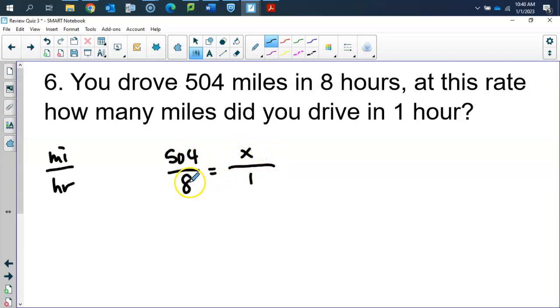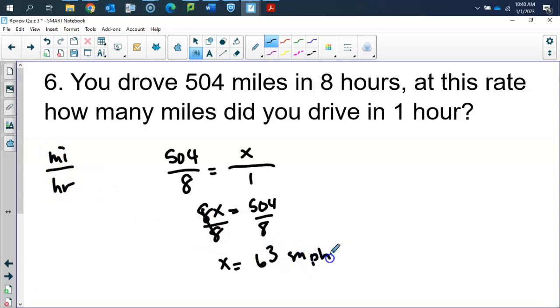Cross multiply. 8 times x is 8x. 504 times 1 is 504. Divide both sides by 8, and we end up with x is 63. And our label is miles per hour.